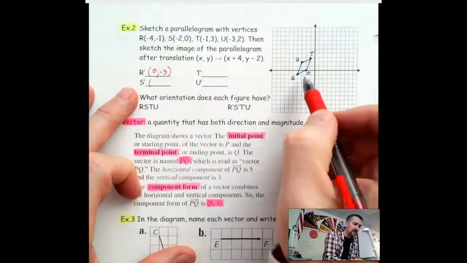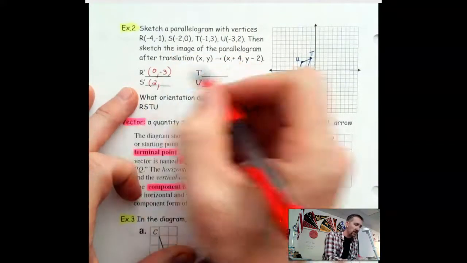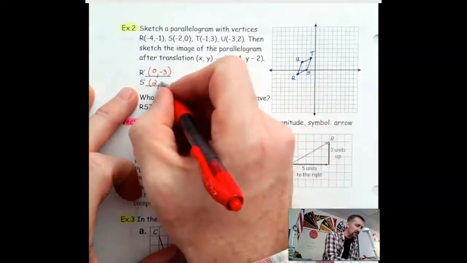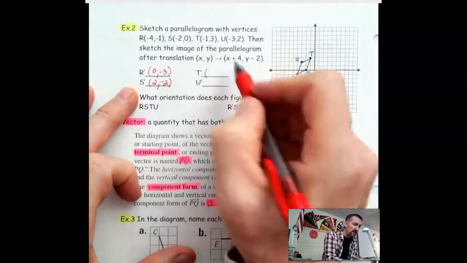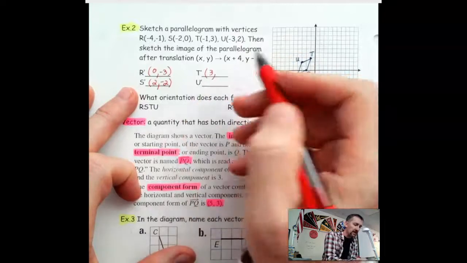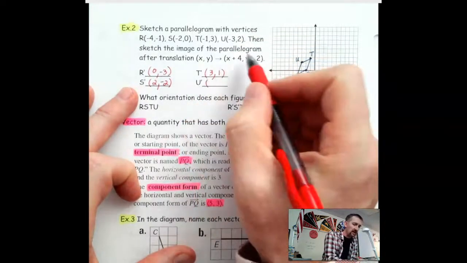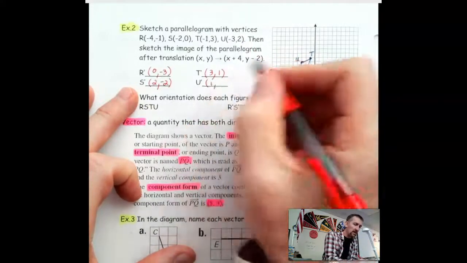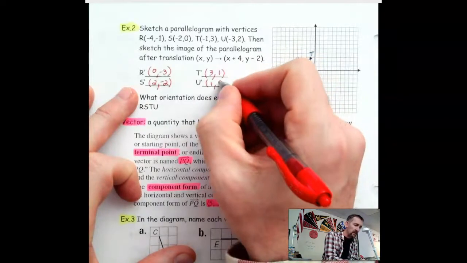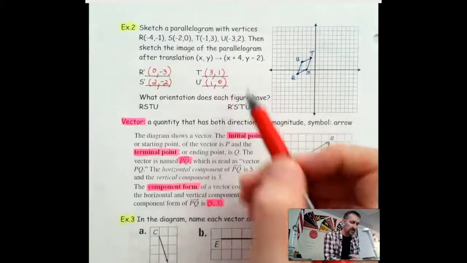Now for S, we're adding 4. So -2 plus 4 is 2, and 0 minus 2 is -2. And then T, -1 plus 4 is 3, and then 3 minus 2 is 1. And then U, negative 3 plus 4 is 1, and 2 minus 2 is 0. So those should be our points after we have adjusted for this translation.